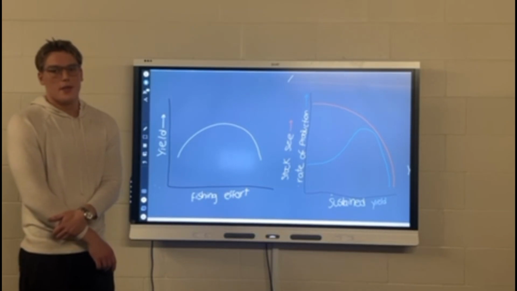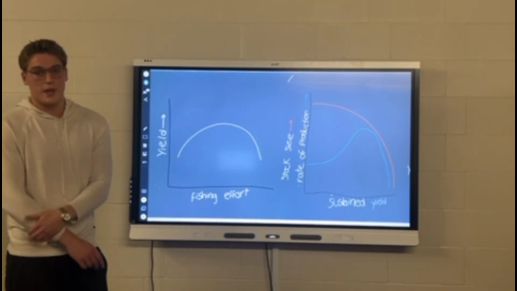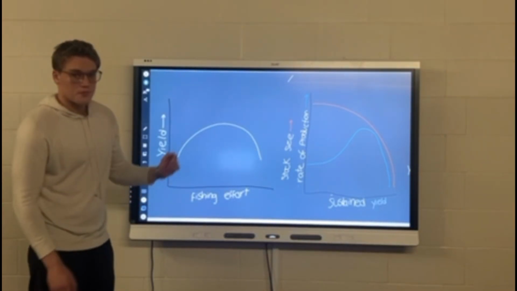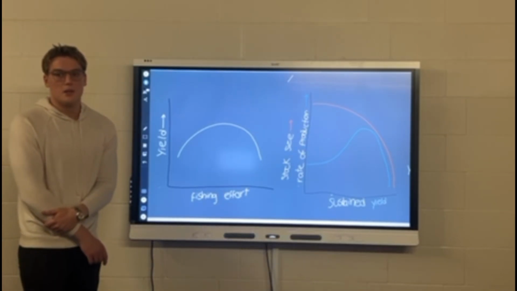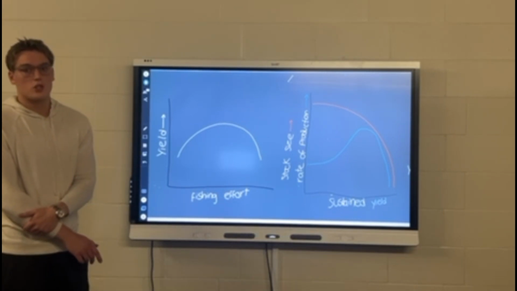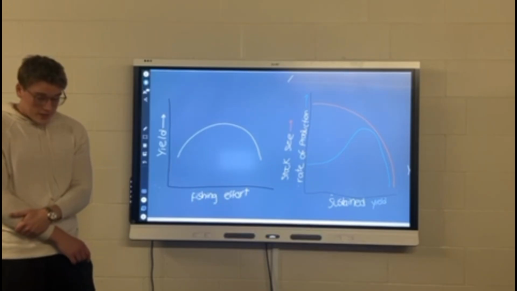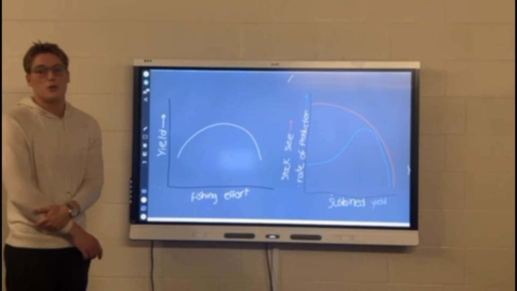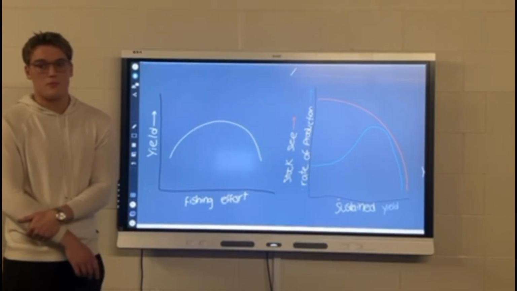Now, as fishing effort increases, the amount of fish harvested, aka the yield, also increases, as you can see here. However, if fishing effort keeps rising, it begins to push the fish population down too far. So beyond this peak, increasing fishing effort actually causes yield to decrease. You're working harder but catching less fish.